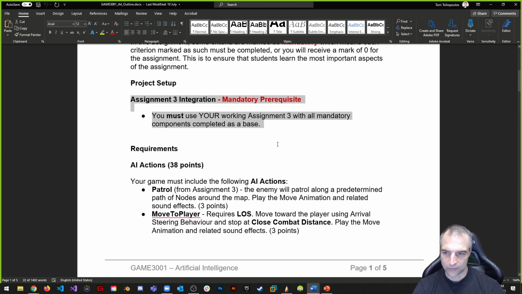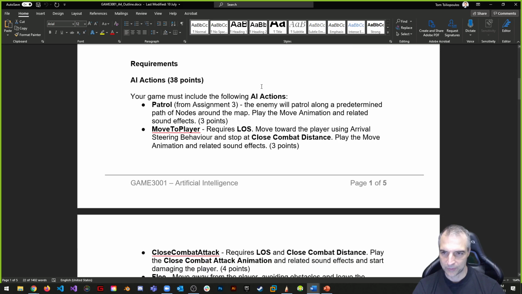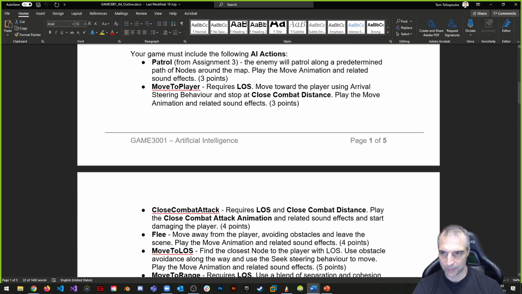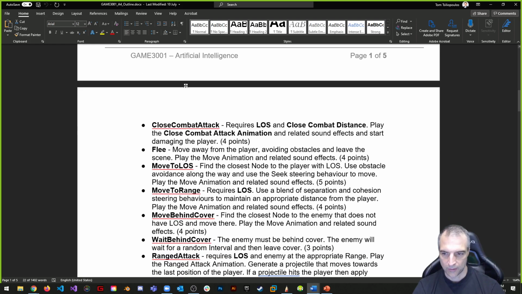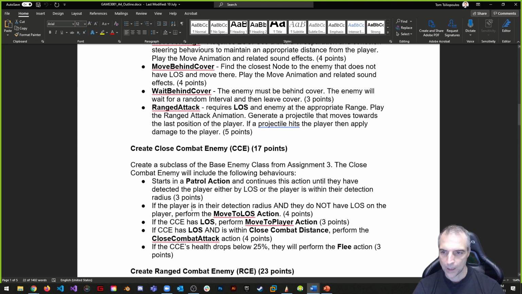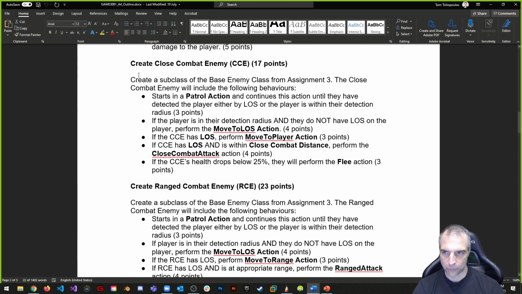So that's number 1. Number 2 talks about things like AI actions, and we've mentioned certain ones: patrol, move to player, close combat, and so on. If you think about them as actions, all these actions are the leaves of a tree. Remember, actions always come at the bottom. And we have a couple of loadouts: one is the close combat enemy, and the other is the range combat enemy. Those two loadouts are what we're looking for.